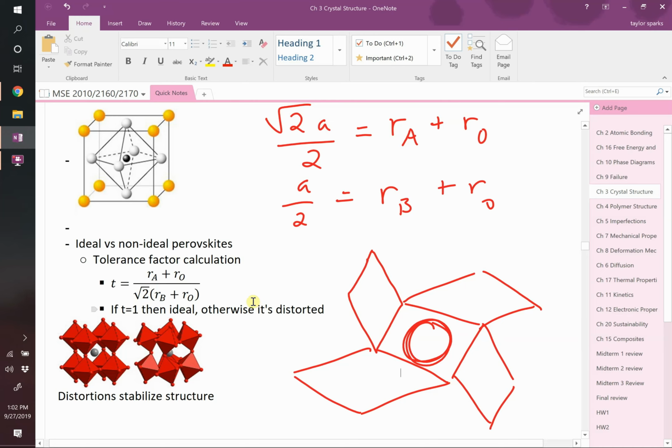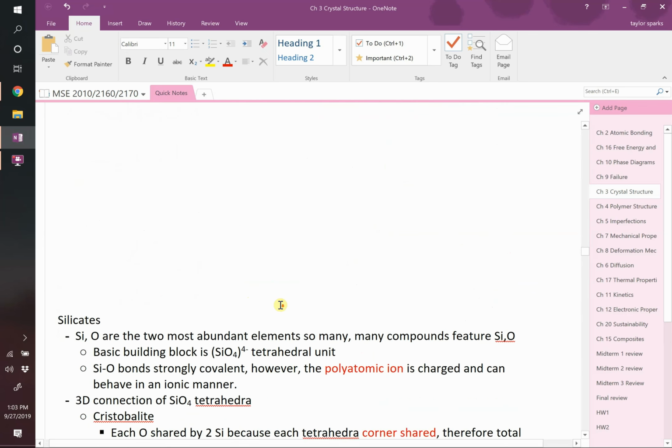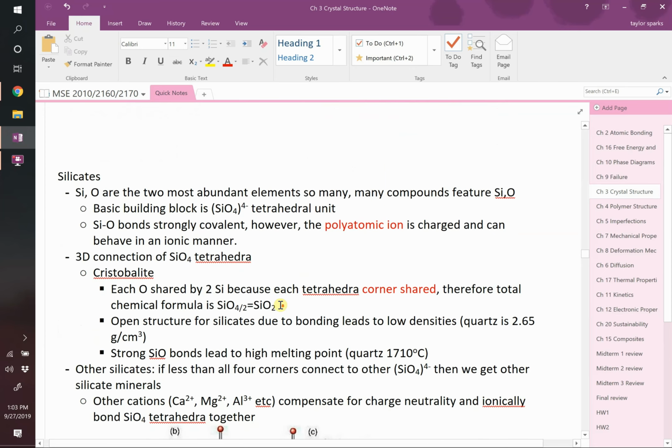Okay, you can calculate this tolerance factor, and it'll tell you how far from ideal it is by just plugging in these values, right? So T, our tolerance factor, is going to be equal to RA plus RO divided by root 2 times the quantity of RB plus RO. If it's perfect, that will equal 1. If it's not perfect, it's going to be a distorted perovskite, probably, okay? Which just means that there's some degree of tilting. It basically looks the exact same, it's just tilted a little bit.